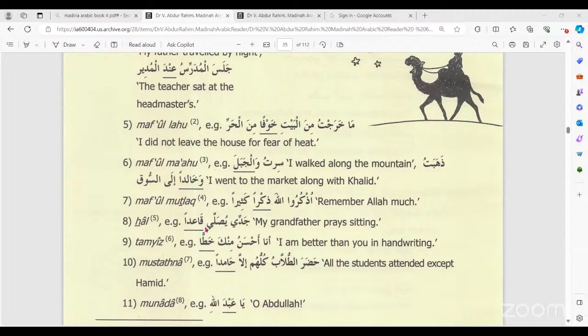So as you know, some actions you do consecutively, continuously, and sometimes you do an action once and then you leave it. So this is maf'ul mutlaq: it's a noun, a masdar, and it shares the same root as the verb, and it explains further how the action or the description, how the verb has taken place. Is that clear?